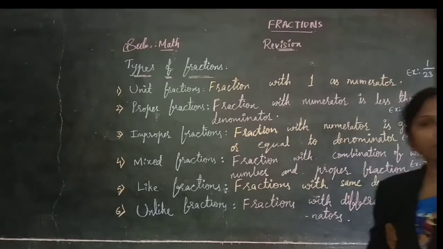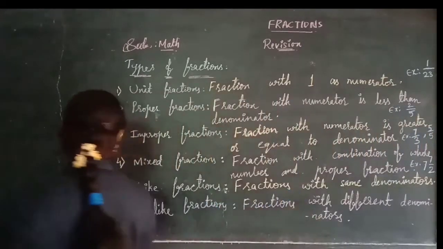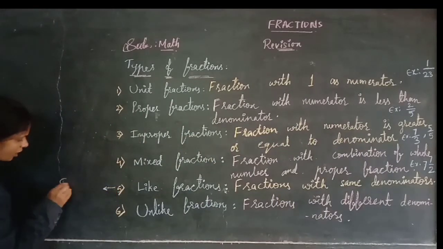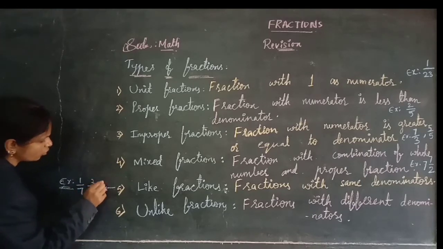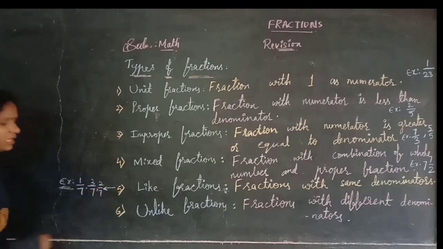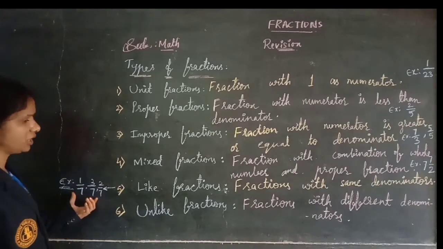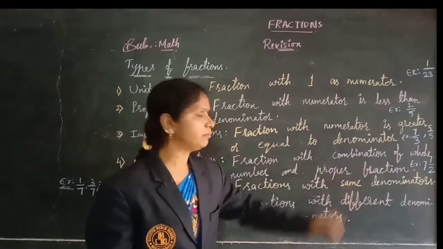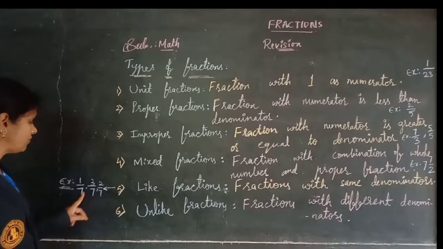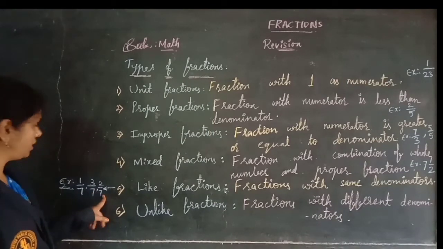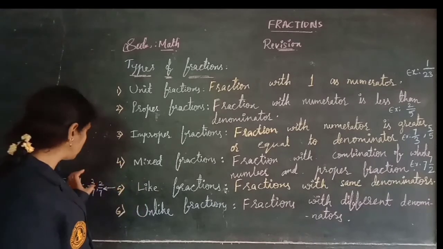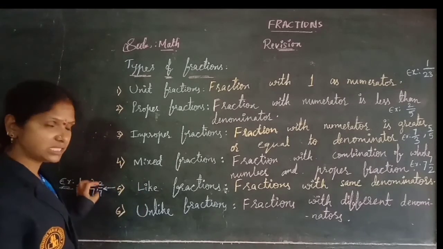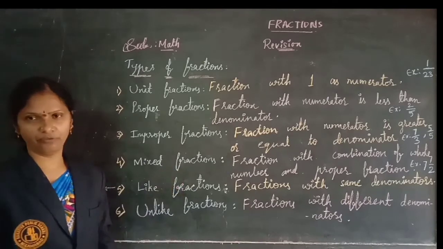If we have the same denominators in the fractions, for example, like fractions here: 1 by 7, 3 by 7, 2 by 7. These three are the set of fractions I have taken, children. Now, fractions with the same denominator. Here I have 7, 7, 7 as the same denominator for this fraction set, children. So 1 by 7, 3 by 7, 2 by 7 are like fractions.